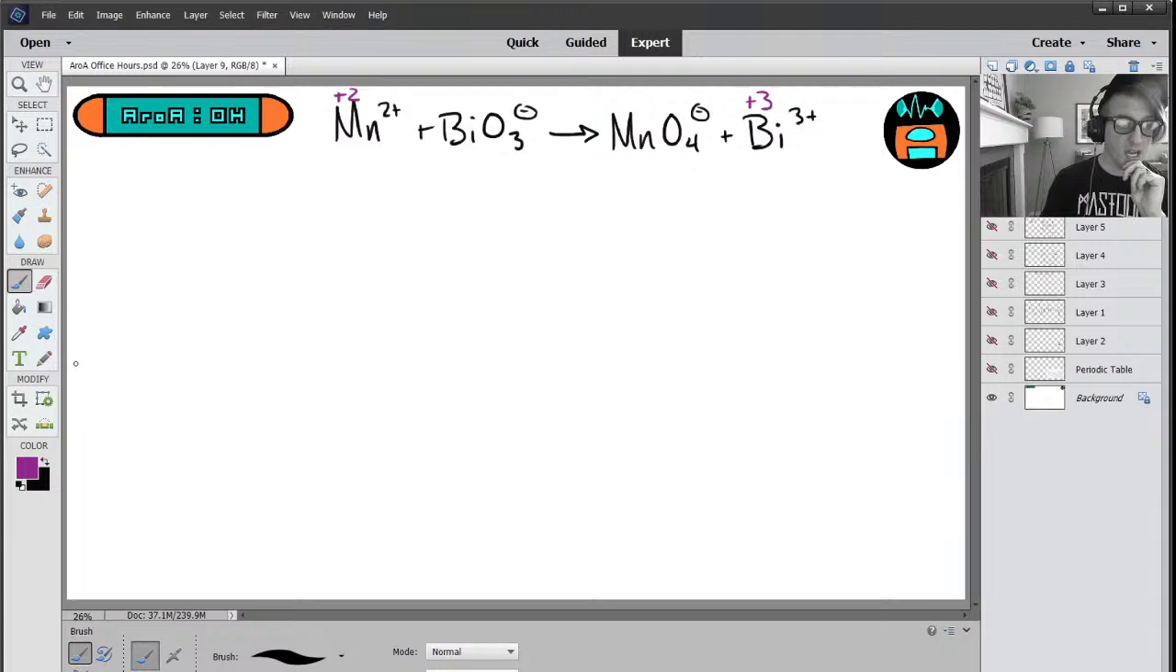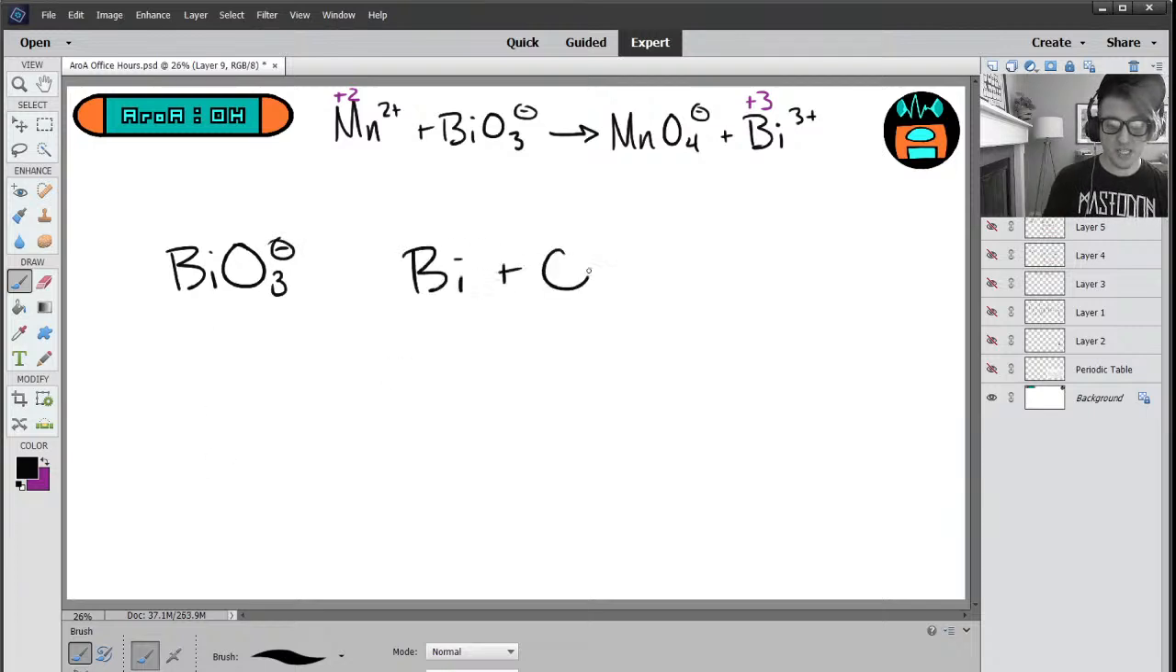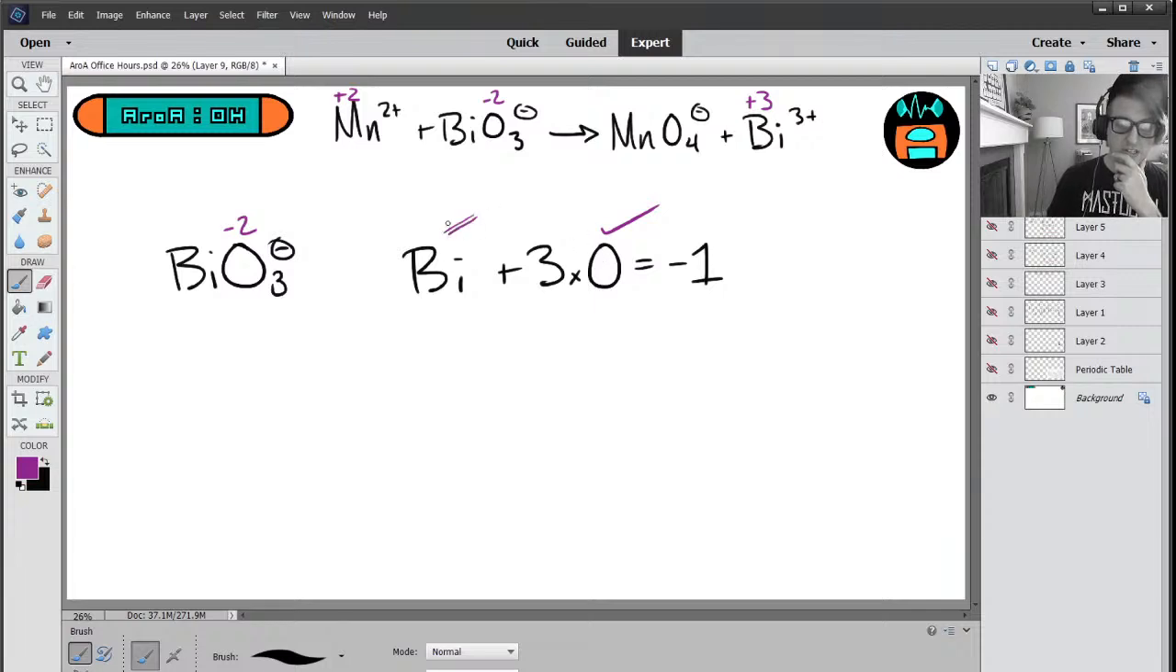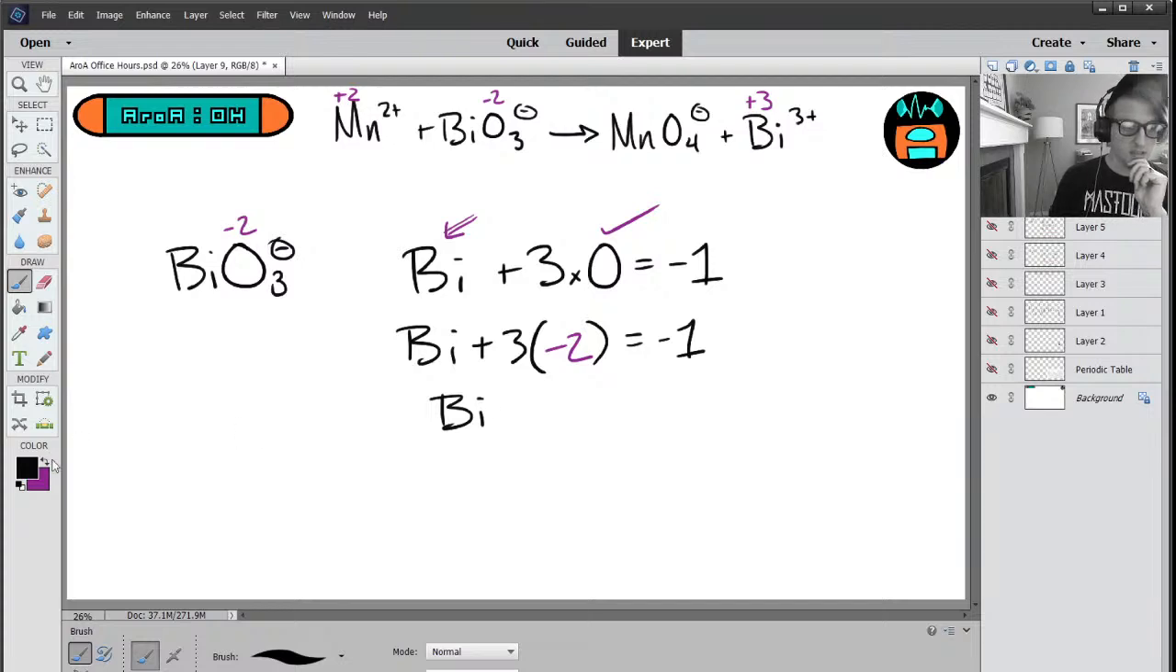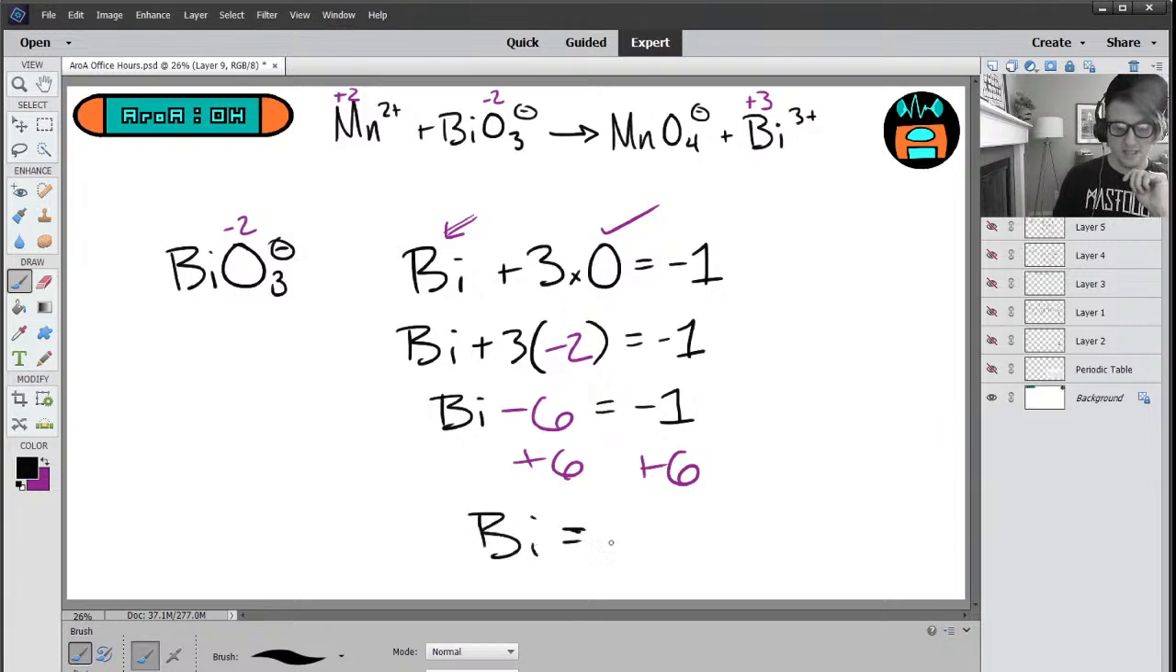Now, for bismuth oxide, we've got a little more work to do. We know the oxidation state of bismuth plus the oxidation state of all 3 oxygens adds to our total charge of -1. Bismuth is a metal, oxygen is a very electronegative nonmetal, so oxygen is going to pick up an oxidation state of -2. Now that we know oxygen's oxidation state, we can solve for bismuth. Bismuth plus 3 times -2 equals -1. So bismuth minus 6 equals -1. Add 6 to both sides, and we see that in this compound, bismuth has an oxidation state of positive 5.